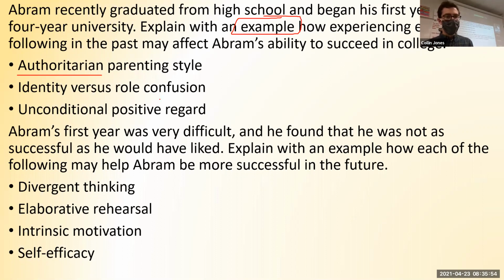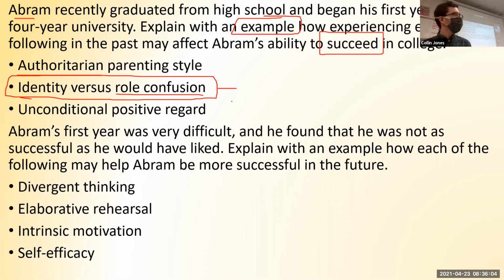For number two, you couldn't just explain that this is one of Erikson's theories. You had to give an example of how Abram, I don't know, it has to be about him succeeding in college. So he's able to join the right clubs because he understands who he is. Number three here, if he experienced unconditional positive regard, which is a humanist Rogers idea, he will have good self-efficacy. He'll believe in himself because he's always been accepted and loved for who he truly is. These will help him be successful in college.